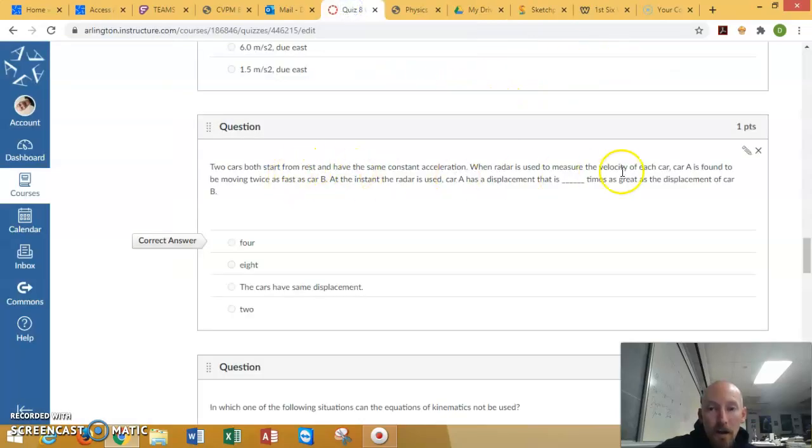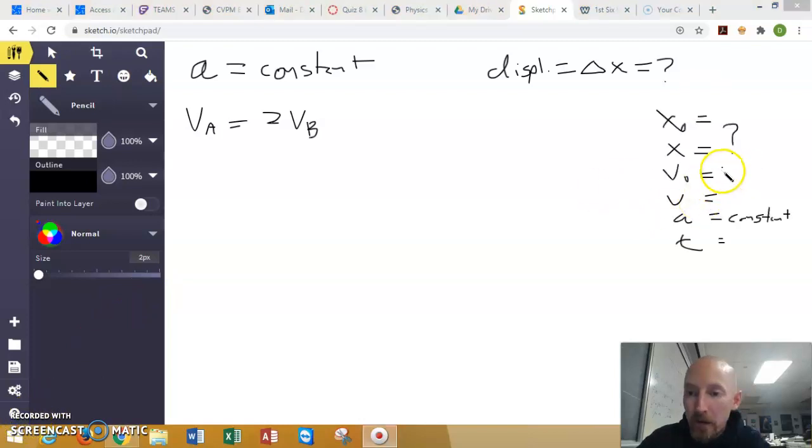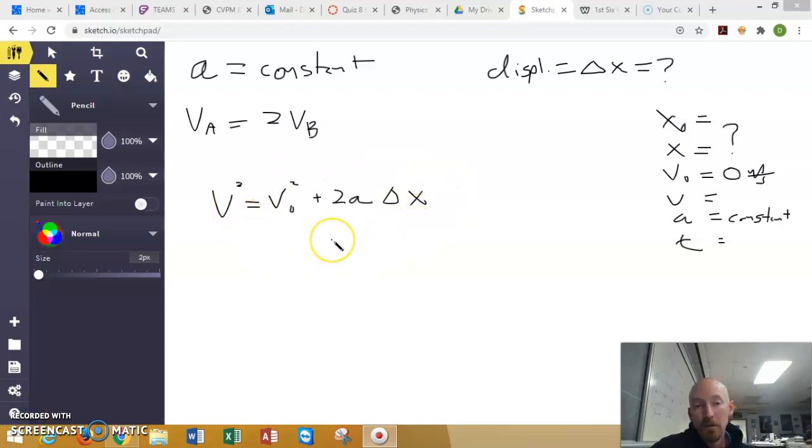Do they say anything about time? No, nothing about time. Okay, so these are the things that we know. We're talking about A, and if I make my chart, right, we want to know something about displacement. A is constant. We have something about velocities just in general. We know that the initial velocity was 0 and that these things have certain speeds. We don't know time, right? So if I look at my 3 equations, which one doesn't have time in it? Equation number 3 is the one that doesn't have time in it. And so this is what I can use to solve this problem.